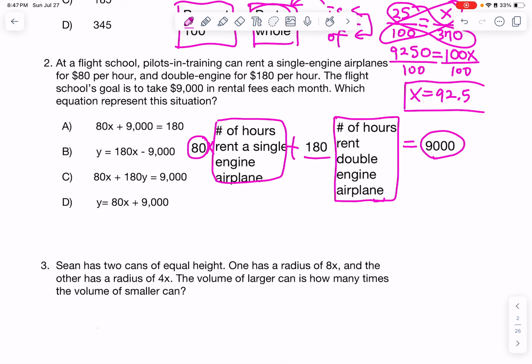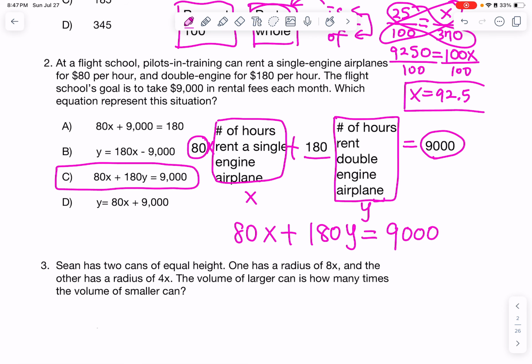And if we express the total number of hours to rent a single-engine airplane as x, and the number of hours to rent a double-engine airplane as y, then you can express it as 80 times x plus 180 times y equals 9,000 as a total. That's how you set it up. So for number two, we see the answer is C.